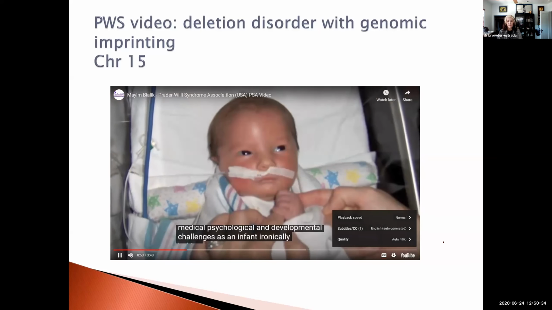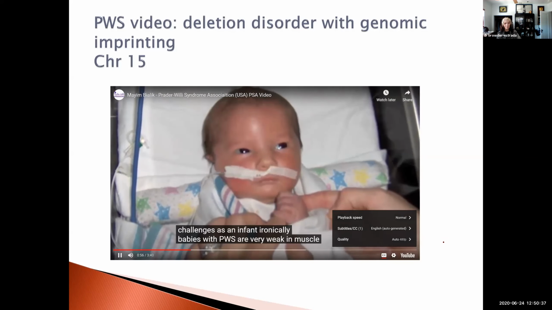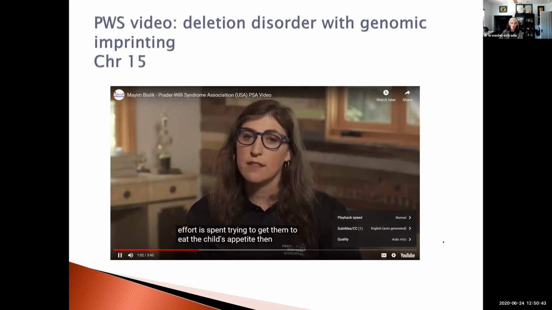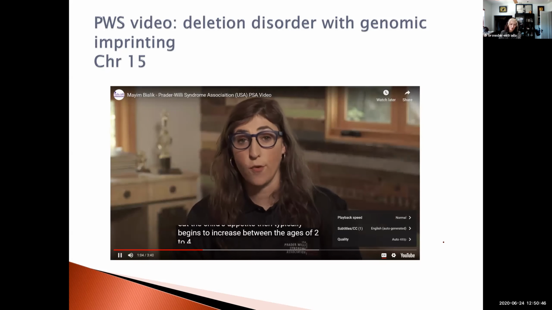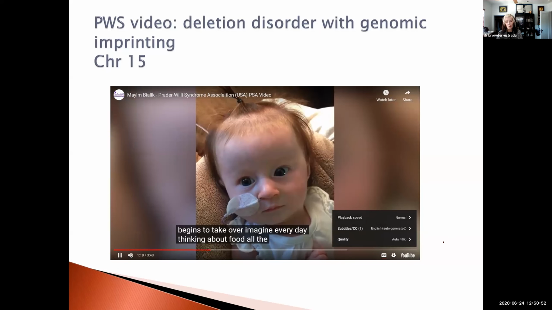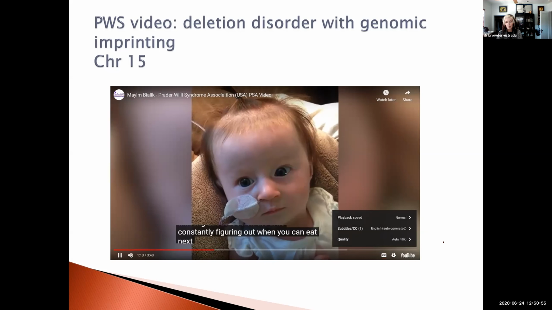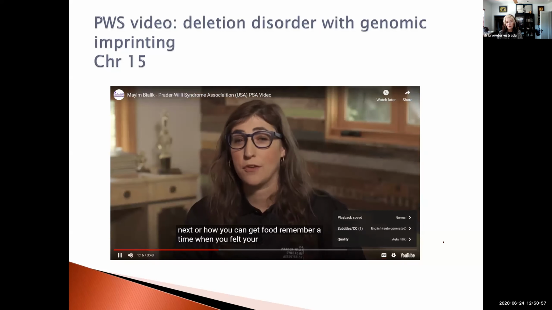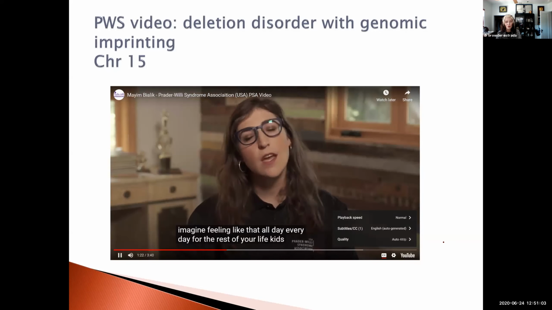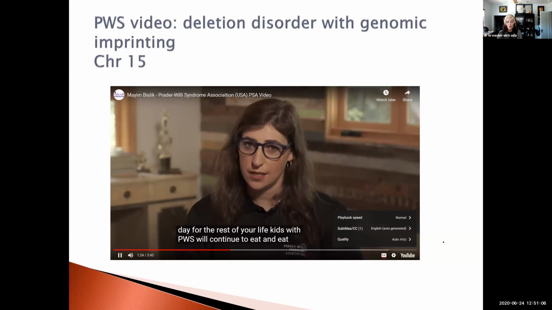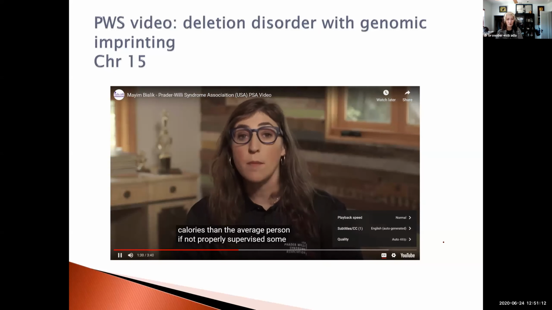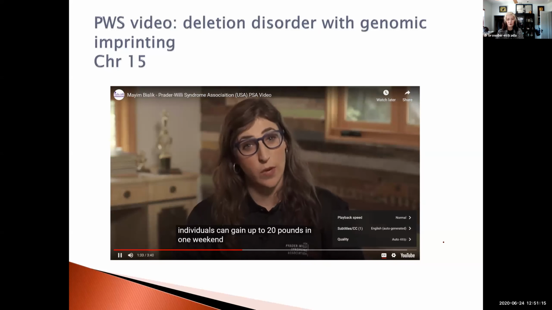As an infant, ironically, babies with PWS are very weak in muscle tone and have no appetite, so the parent's effort is spent trying to get them to eat. The child's appetite then typically begins to increase between the ages of 2 to 4 years old, at which time the hunger begins to take over. Imagine every day thinking about food all the time, constantly figuring out when you can eat next or how you can get food. Remember a time when you felt your hungriest? Imagine feeling like that all day, every day, for the rest of your life. Kids with PWS will continue to eat and gain weight on considerably fewer calories than the average person. If not properly supervised, some individuals can gain up to 20 pounds in one weekend.